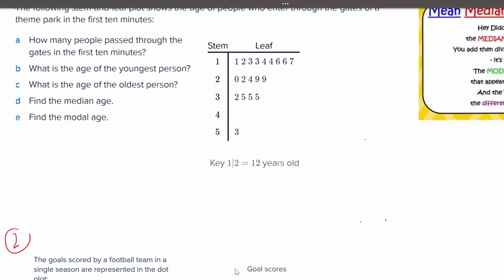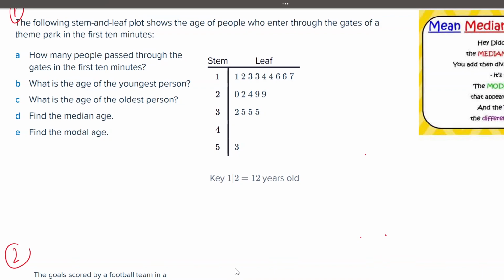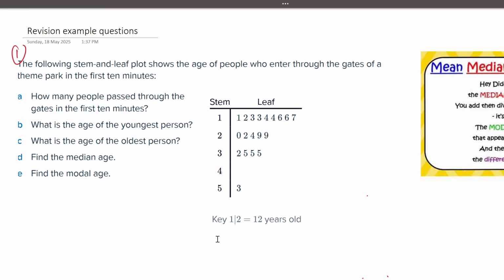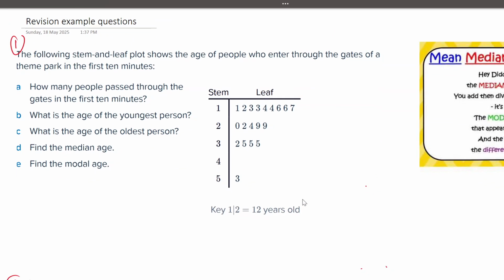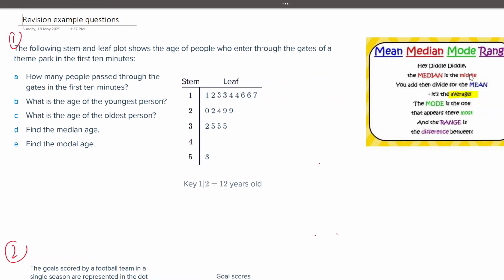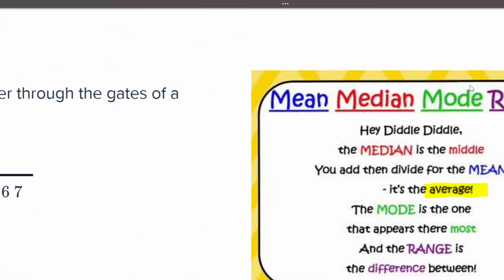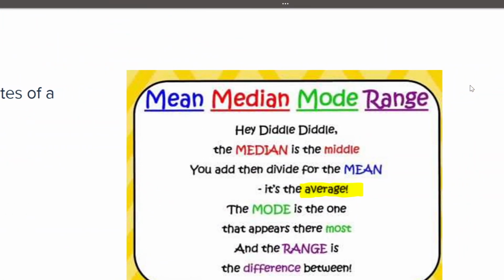Whereas numerical data is when measuring numbers that have significance. So the number of goals that are scored by a player on a team, or the number of brothers or sisters someone has, or how tall someone is, or anything like that. For numerical data, we've got to remember our mean, median, mode, and range calculations.